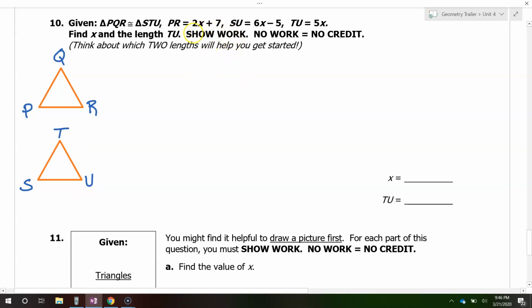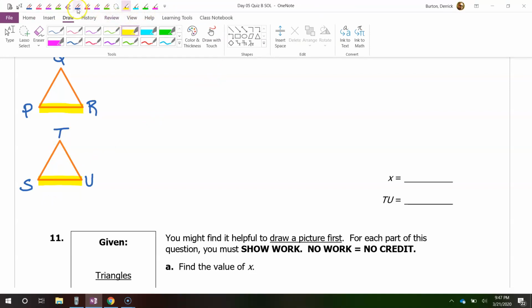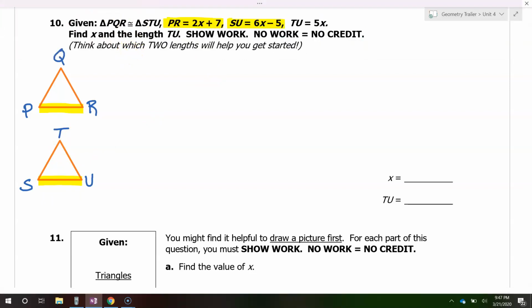Now, we have an expression for PR. So here is our PR. Okay, and PR is like this side right here, by the way. So that's going to match SU. Oh, and there's SU right there. So those should be congruent, PR and SU. So let's set these equal to each other right now.